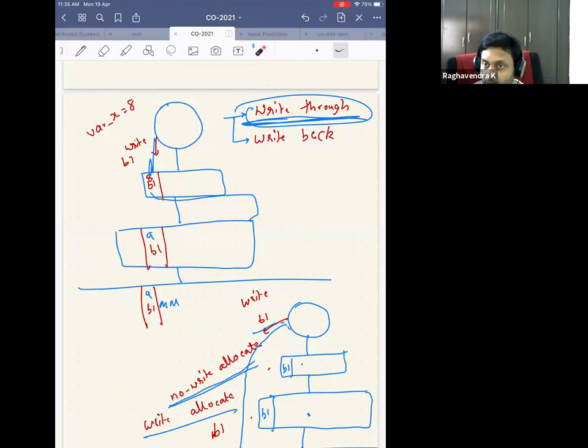Of course, nobody is stopping you from picking write through and write allocate. You can come up with a processor like that, but it doesn't make sense logically, because anyway you are going through. But if you're very sure that there's one write followed by many writes, like Debussy said, then maybe write through with write allocate makes sense.